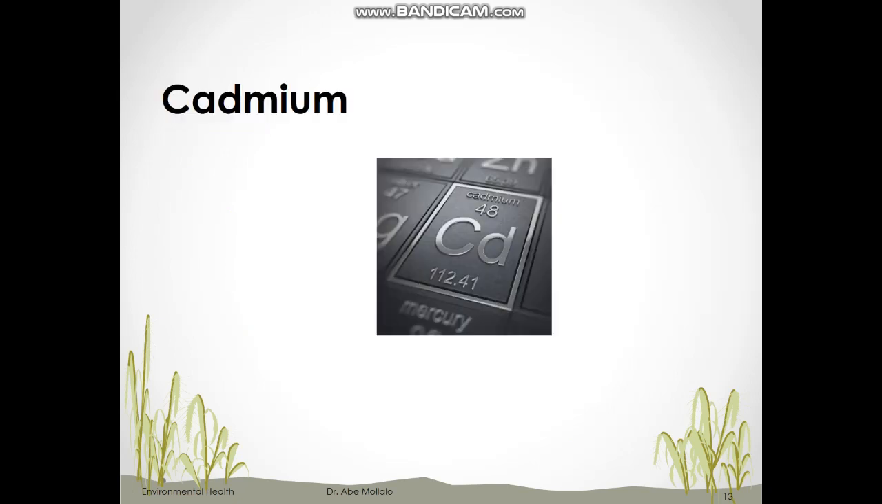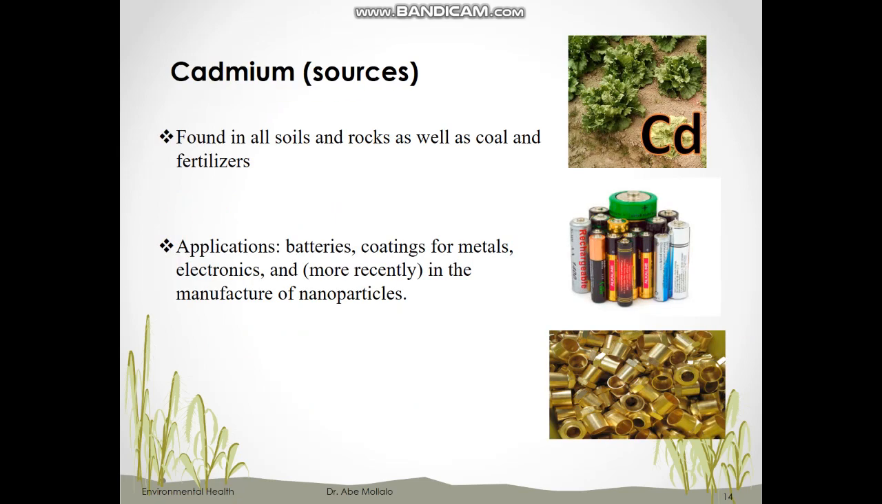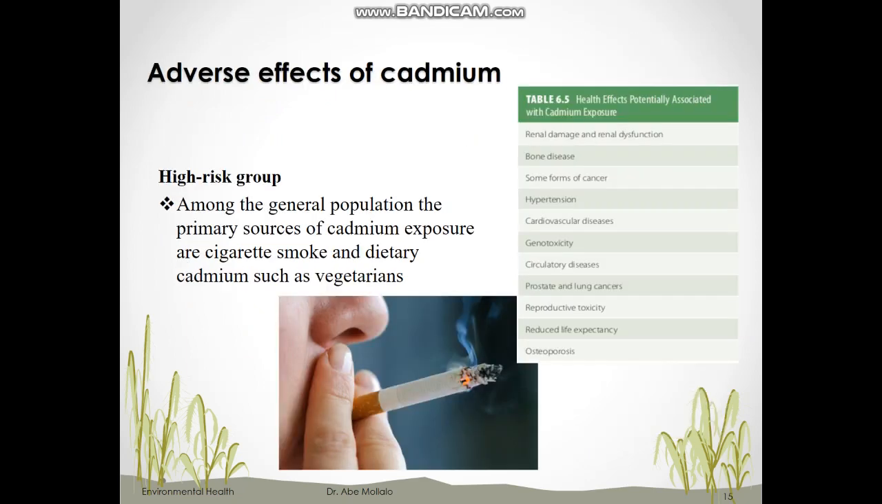The next heavy metal is cadmium. It has a very large density per cubic centimeter. Cadmium is mainly found in all types of soils, rocks, and coals, and also in fertilizers that are derived from the mineral. It is also used in batteries, coating of metals, electronics, and recently in nanoparticle manufacturing. Cadmium can have adverse effects on our health.